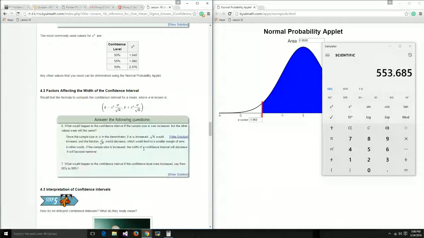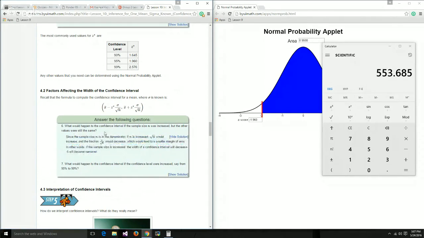Oh, here's a good helper. Pretty much says the same thing. This says that if the sample size is increased, the width of the confidence interval will... With what? In this question right here, it explains it.